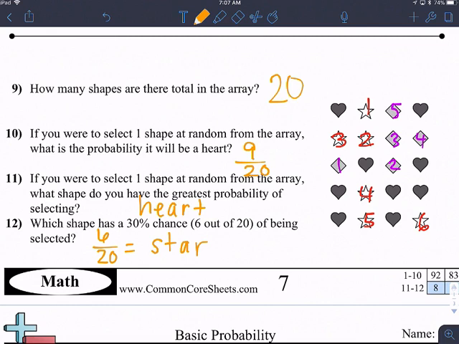All right, so there are quite a few examples of different probability problems. Hope that helps.